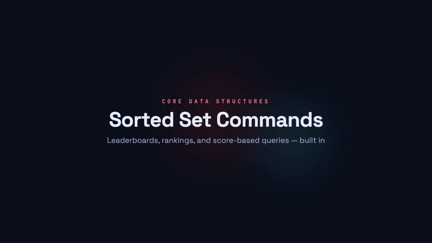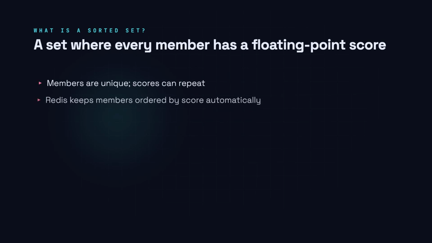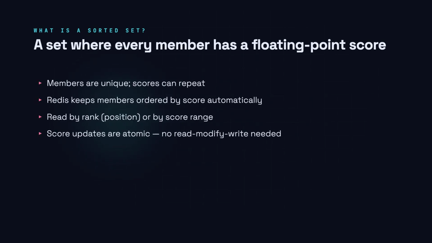In this video, you will learn how Redis sorted sets let you store members with numeric scores, query them by rank or score range, and update scores atomically, all the primitives you need to build a leaderboard. A sorted set is like a regular set, but every member carries a numeric score.